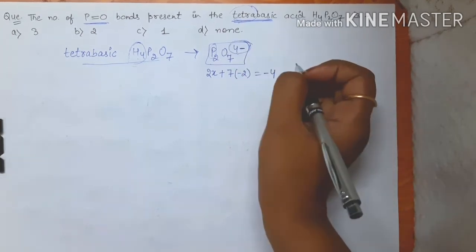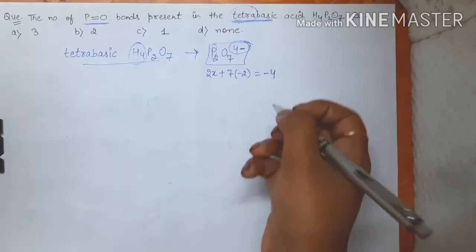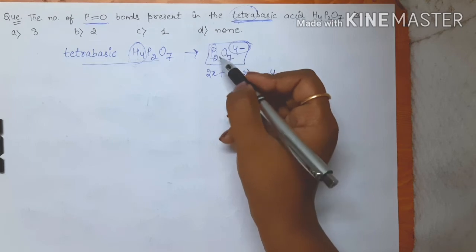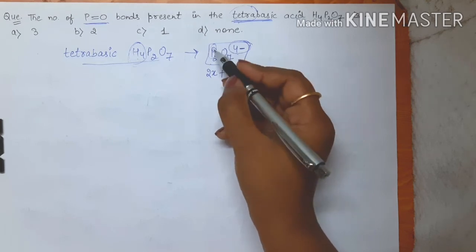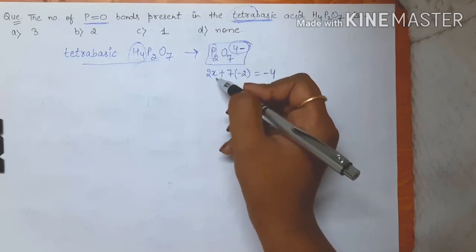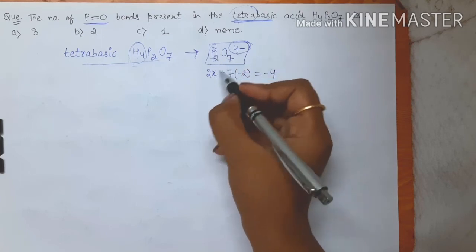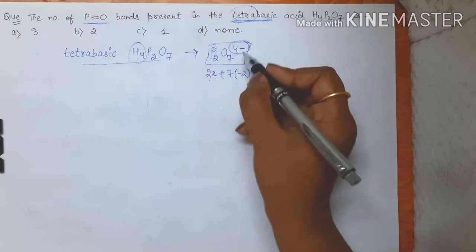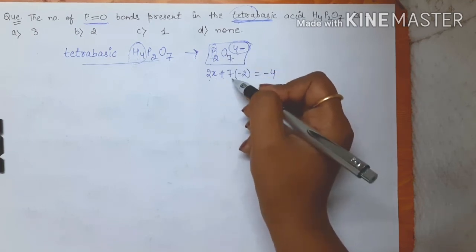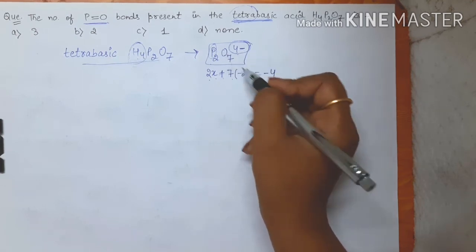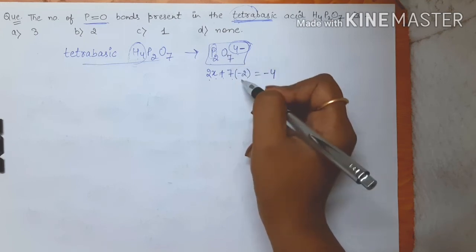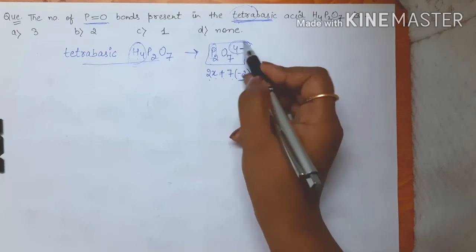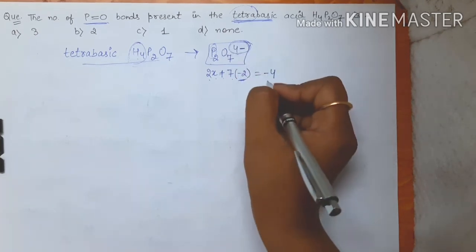I hope you know how to find out the oxidation state. I am just solving it like this: we have to find out the oxidation state of phosphorus, which we have supposed as X. There are 2 phosphorus, so that's why I have multiplied it with 2. Now plus there are 7 oxygen, that's why 7 here, multiplied by the oxidation number for oxygen, that is minus 2, and equals the charge present on this molecule, which is minus 4.